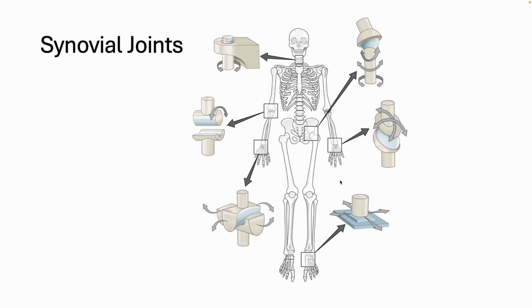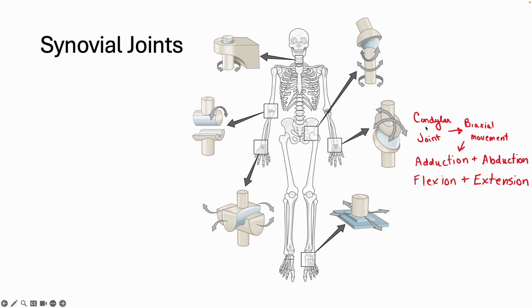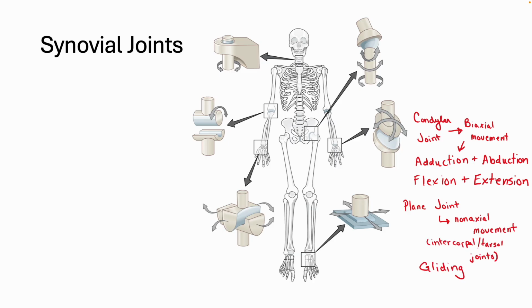Finally, we have our synovial joints, which are going to be the most variable. So one example of this is a condylar joint, like you would see in your wrist bones. They allow for biaxial movement, which means that you can have adduction and abduction, as well as flexion and extension. We'll talk about these movements here in a minute. We have a plane joint, which allows for non-axial movement. So these are going to be things like your intercarpal and intertarsal joints. They allow for gliding movements.